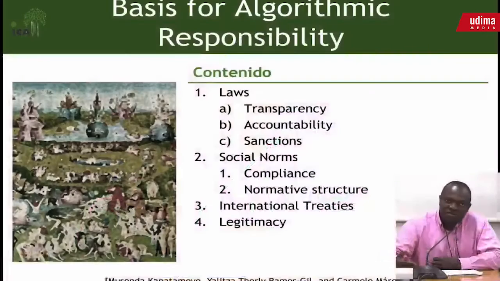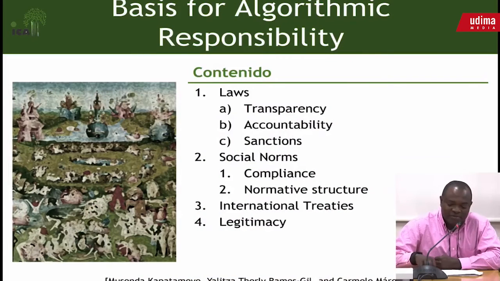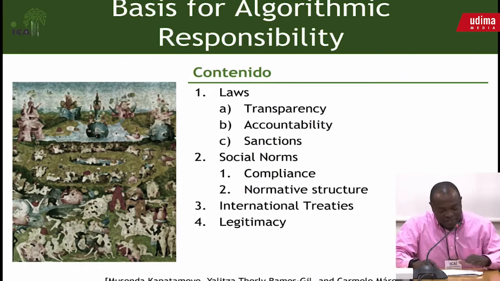So what we came up with as ways to solve this problem, what we're calling responsibility, is the following. First, laws. We need good laws, and those laws have to be transparent or force transparency, and we need accountability on the part of people that actually make these algorithms, and then we need sanctions. So laws are important. The next one is social norms, which force or regulate compliance, and there's got to be a normative structure for that to happen.